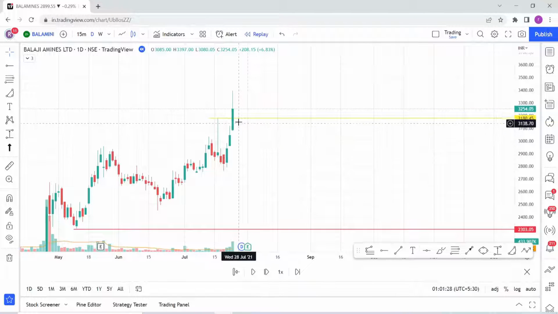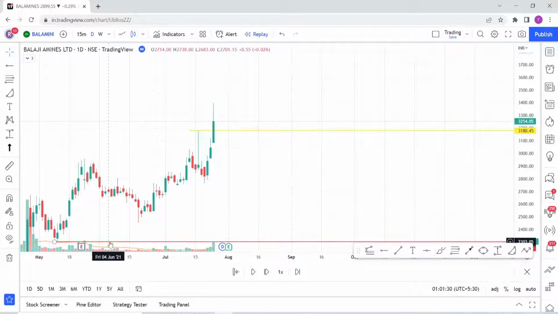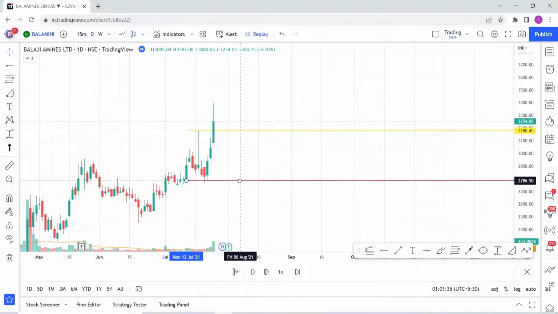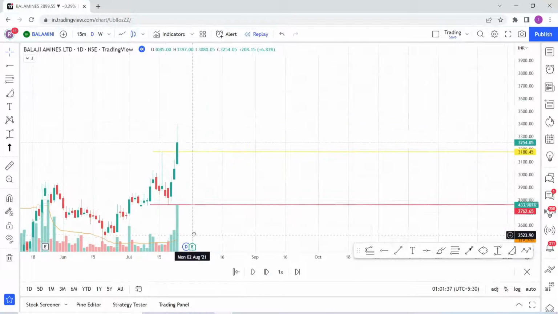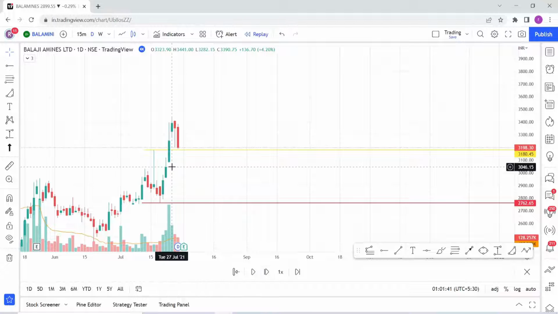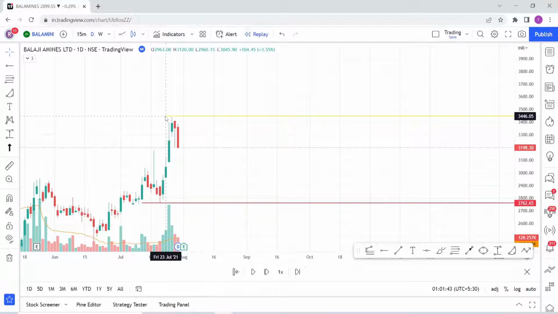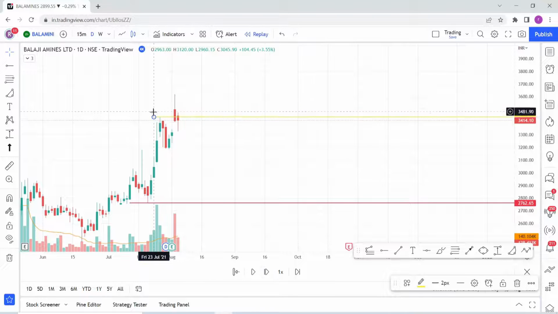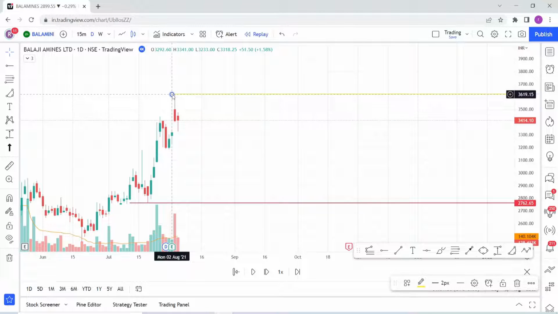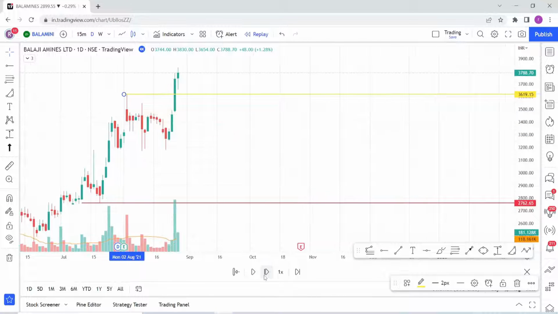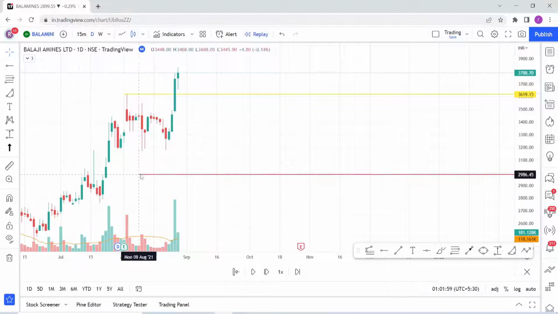Now here we can consider this a breakout. So now the stop loss can be moved to the previous swing low. The high has changed, so I'm just moving the high here. Again I'm moving the high here. Again, a breakout has happened here, so I'm moving the trailing stop loss here.